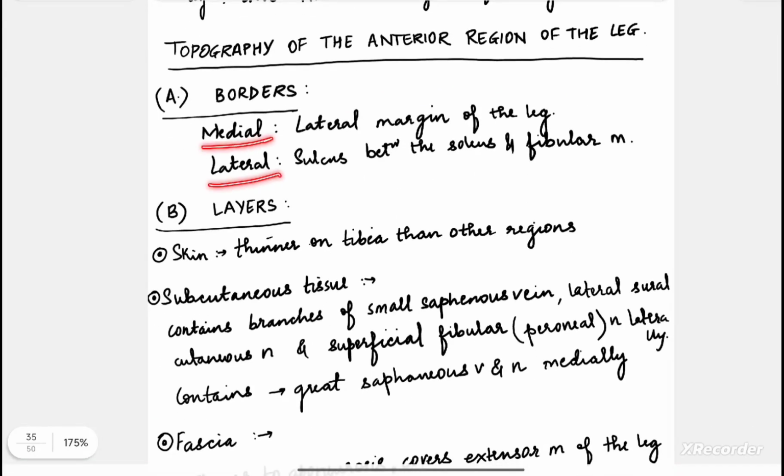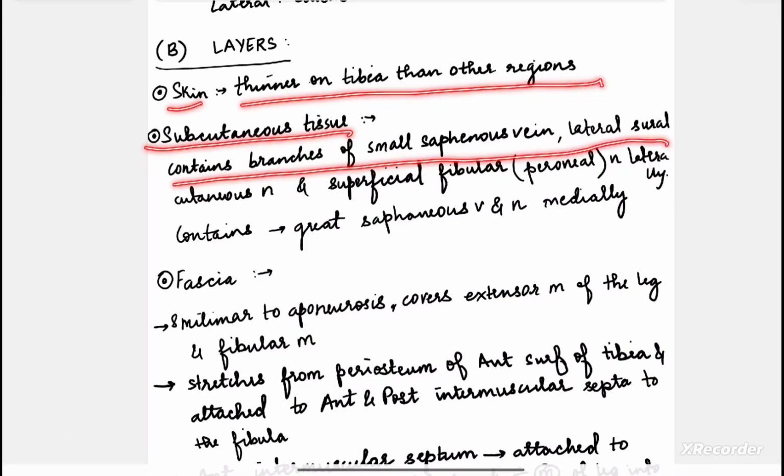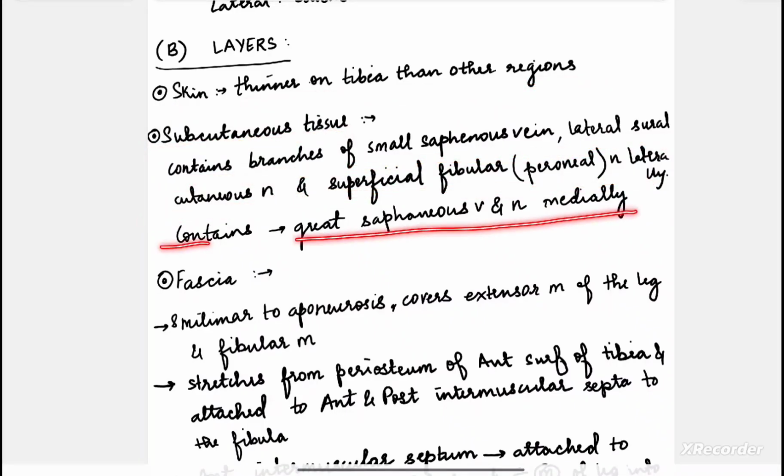Borders are medial and lateral. Medially, the lateral margin of the tibia. Laterally, the sulcus between the soleus and fibular muscles. Layers are skin, which is thinner over the tibia than in other regions. Subcutaneous tissue contains branches of the small saphenous vein, lateral sural cutaneous nerve and superficial fibular, which is peroneal, nerve laterally. It contains the greater saphenous vein and nerve medially.